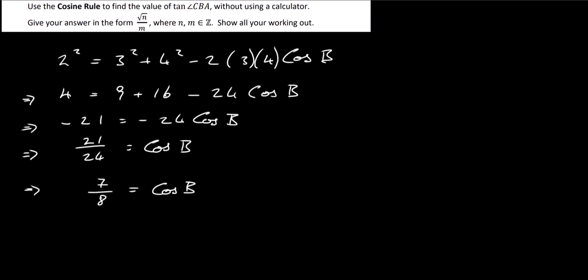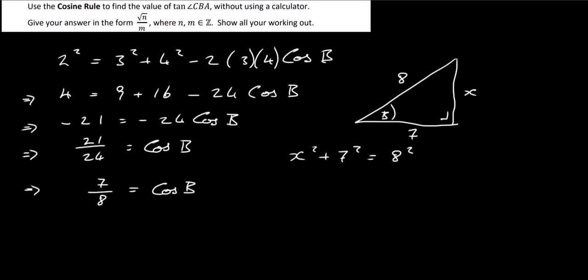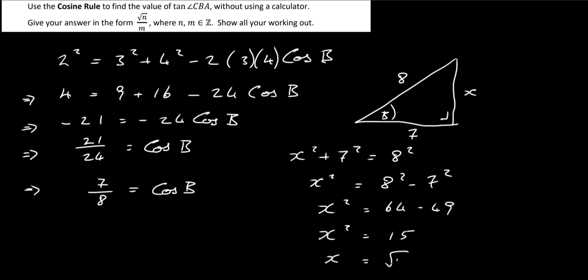Okay, so we've got to now find the tan of B. So if you take a right angled triangle, and this is B here, the cos of B is 7 over 8. So this must be 7, this must be 8. We'll call this x here. So to work out what x is, you take x squared plus 7 squared is equal to 8 squared. So x squared is equal to 8 squared minus 7 squared. X squared is equal to 64 minus 49. X squared is equal to 15. X is equal to the square root of 15. So this is the square root of 15 here.